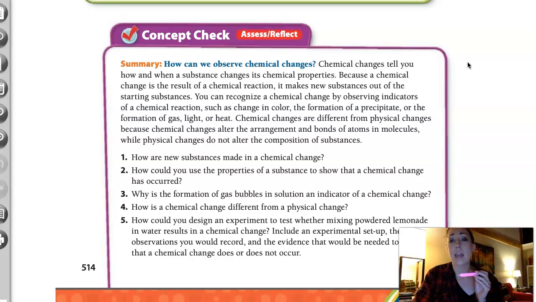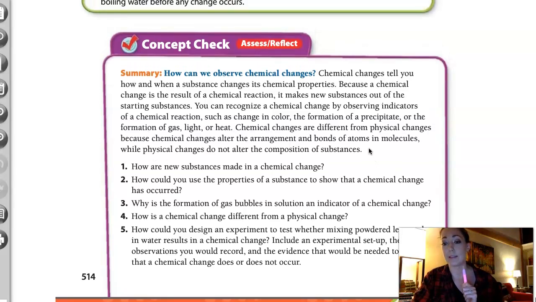You can recognize a chemical change by observing indicators of a chemical reaction, such as change in color, formation of a precipitate, or the formation of gas, light, or heat. Chemical changes are different from physical changes because chemical changes alter the arrangement and bonds of atoms and molecules, while physical changes do not alter the composition of substances.